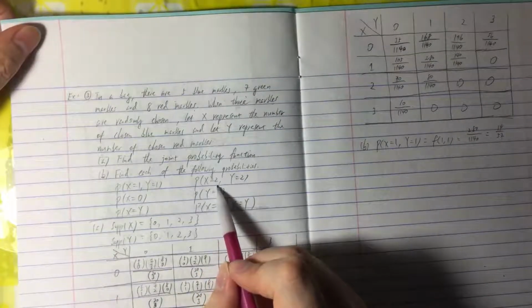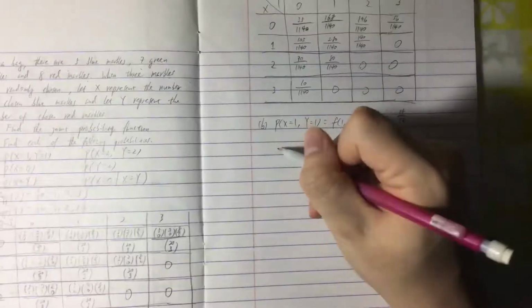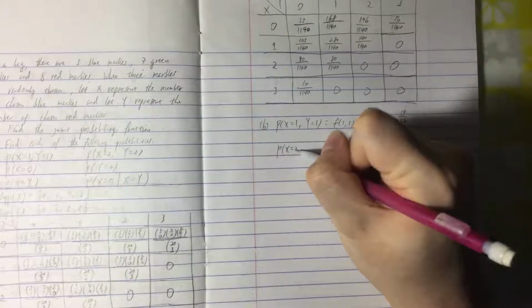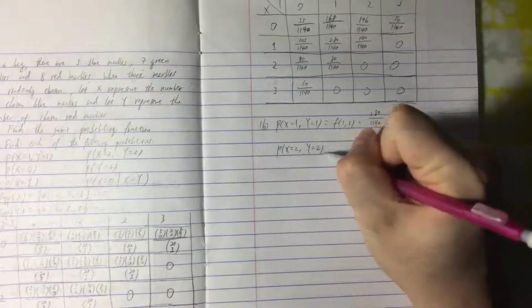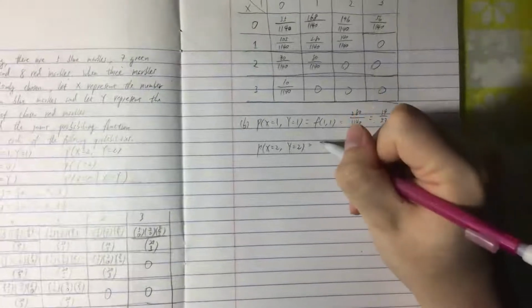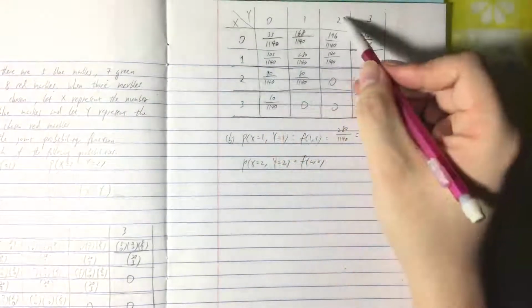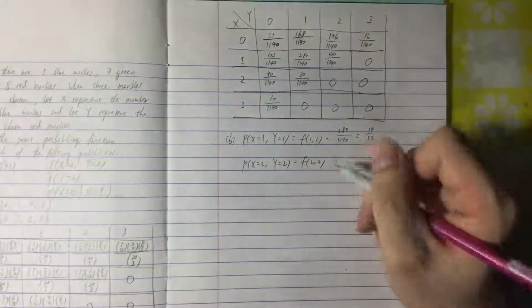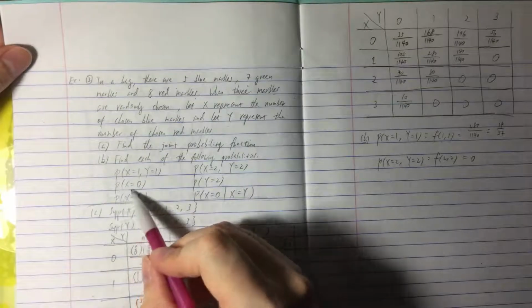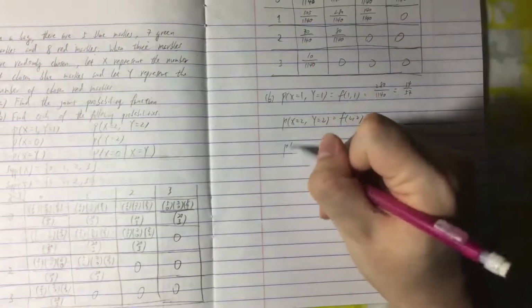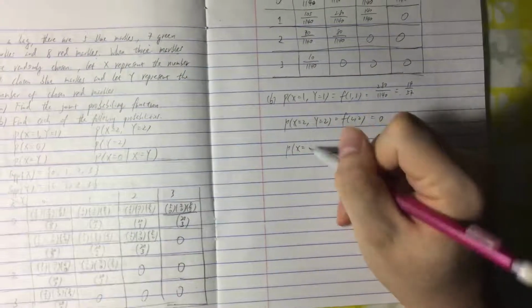Next, find the probability that x equals 2, y equals 2. That's f of 2, comma 2. When s is 2, y is 2, the probability is 0. Next, find the probability that s equals 0.